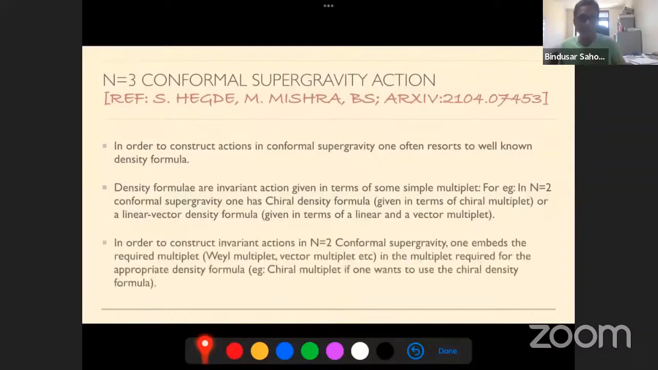And once you have this density formula in terms of these multiplets, and you want to construct invariant actions in N=2 conformal supergravity, for example, an invariant action for the Weyl multiplet, basically you need to write down a chiral multiplet whose components are composite expressions of the Weyl multiplet or the vector multiplet, right? And once you do that, and you substitute this embedding in the chiral density formula, you get an action for the Weyl multiplet or the vector multiplet. So this is a standard approach that was followed for N=2.